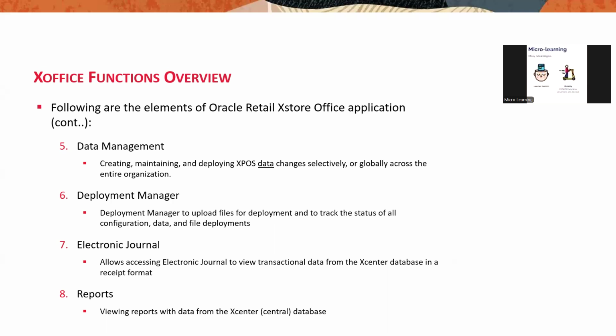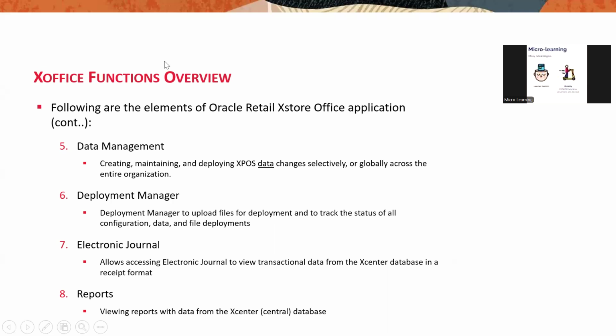Electronic journal allows accessing the electronic journal to view transactional data from the Xcenter database in a receipt format. So you will be using the electronic journal to see the transaction data. When we are accessing the electronic journal in the Xoffice, we are seeing the data that is available in the Xcenter database, different reports using the data available in the Xcenter database.